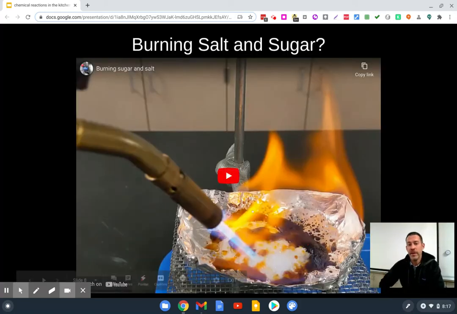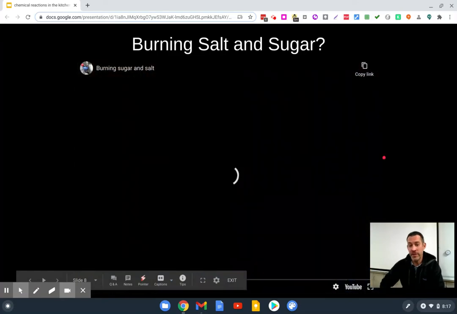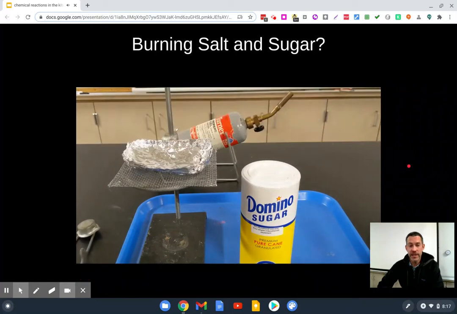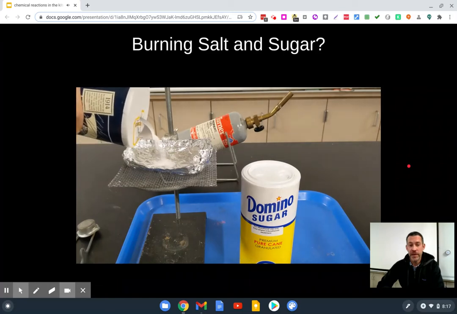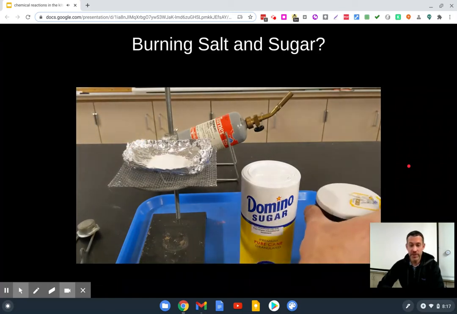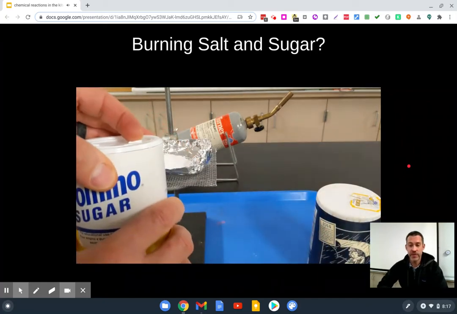The other chemical reaction you might be familiar with is seeing sugar burn. And it doesn't take a lot of heat to burn sugar. Here what I'm doing is I'm putting salt and sugar onto a piece of aluminum foil, and I'm going to burn both of them, or I'm going to try to burn both of them. So there's some salt, here's some sugar.